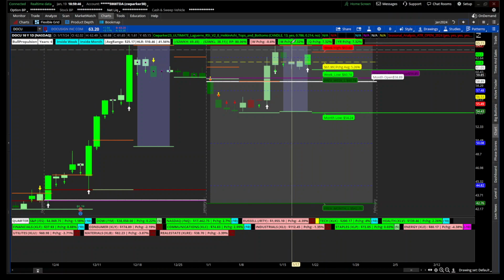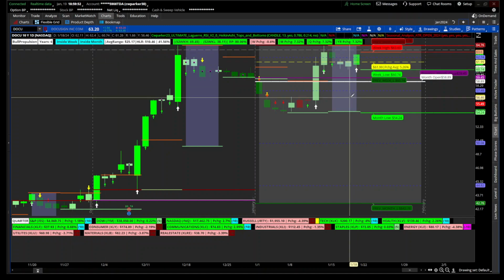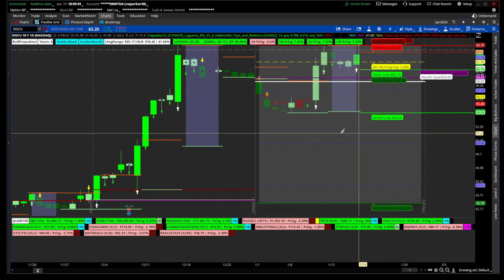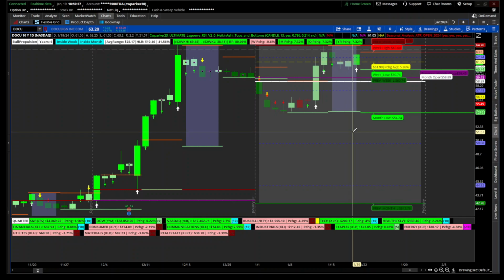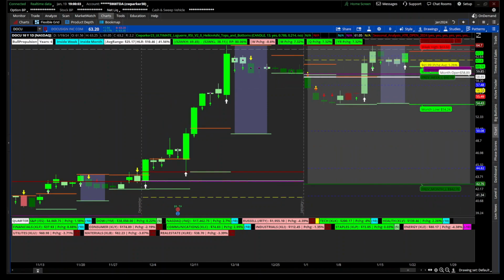And you can see for the month, it's up 7.32%. And it's an inside week and an inside month. That's what these other clouds represent. This big gray cloud represents an inside month. This purple cloud represents an inside week. So in one sense, it's ranging.